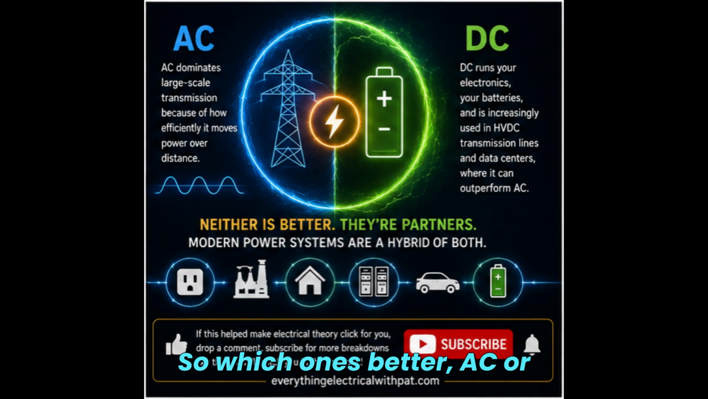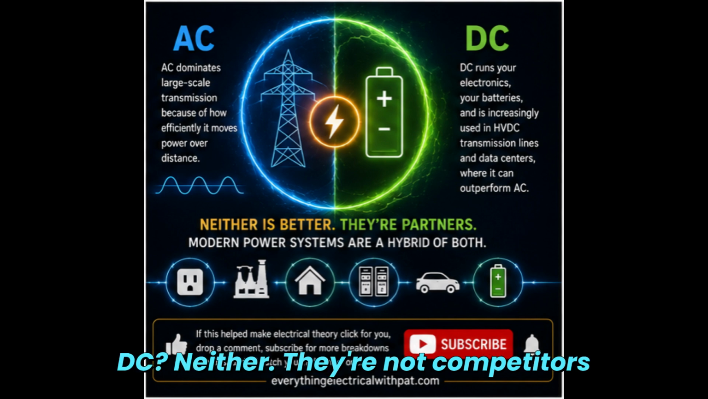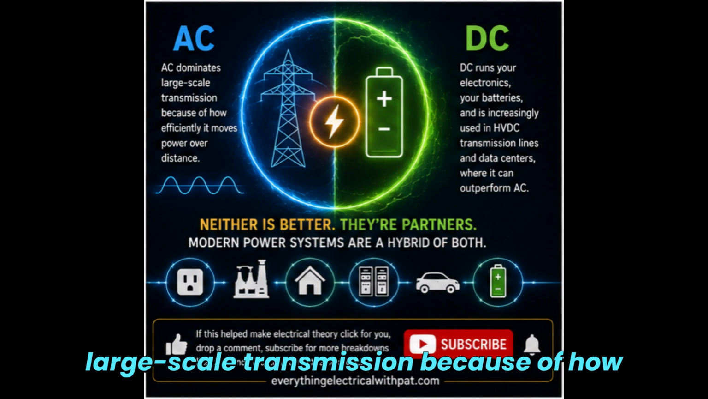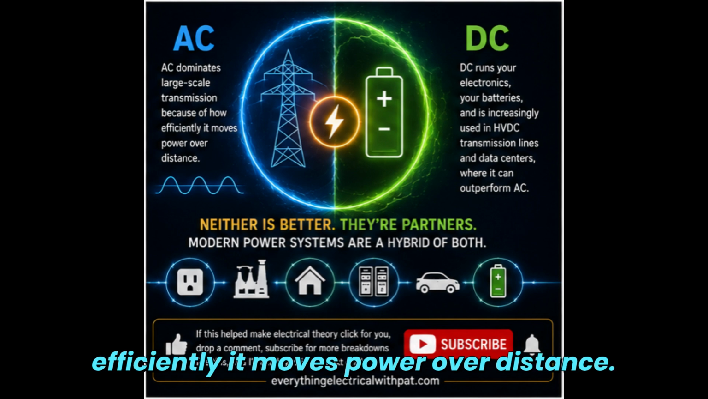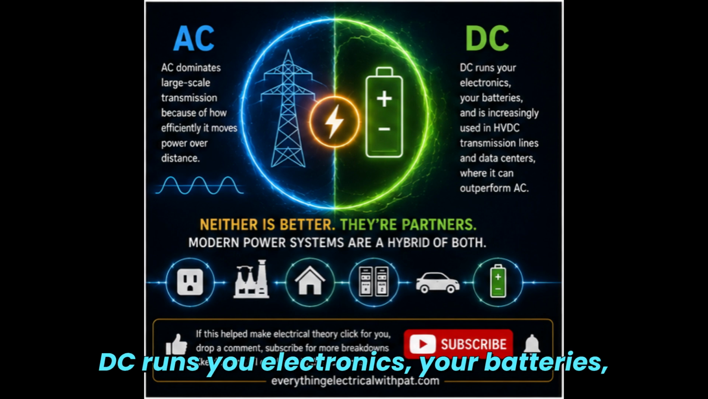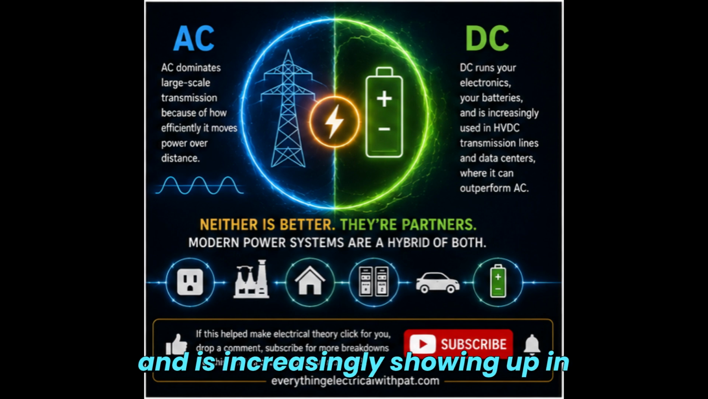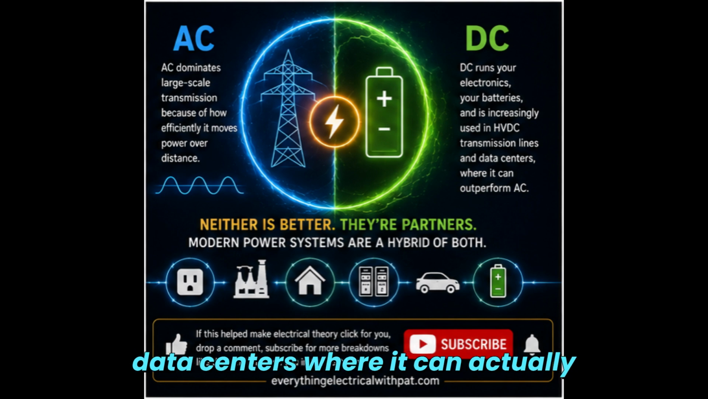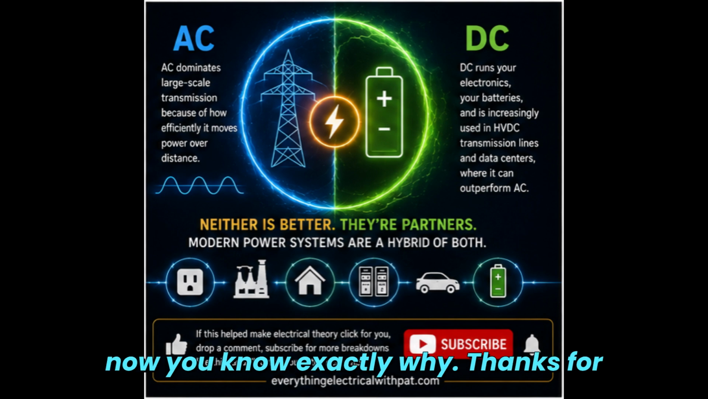So which one's better, AC or DC? Neither. They are not competitors anymore, they are partners. AC dominates large-scale transmission because of how efficiently it moves power over distance. DC runs your electronics, your batteries, and is increasingly showing up in high-voltage DC transmission lines at data centers, where it can actually outperform AC. Modern power systems are a hybrid of both, and now you know exactly why.